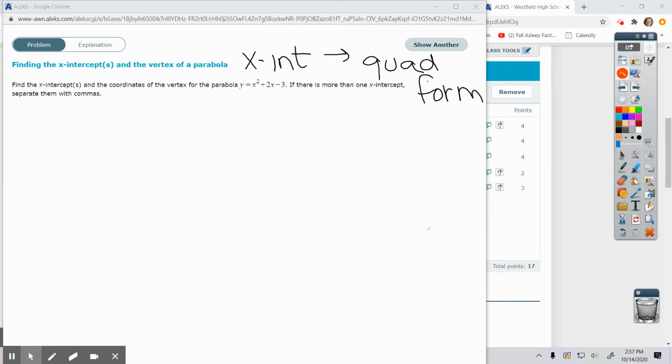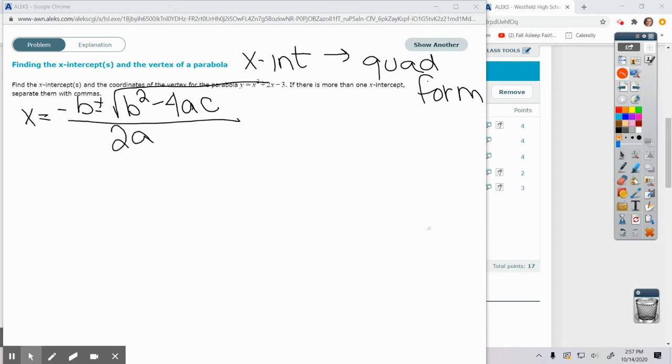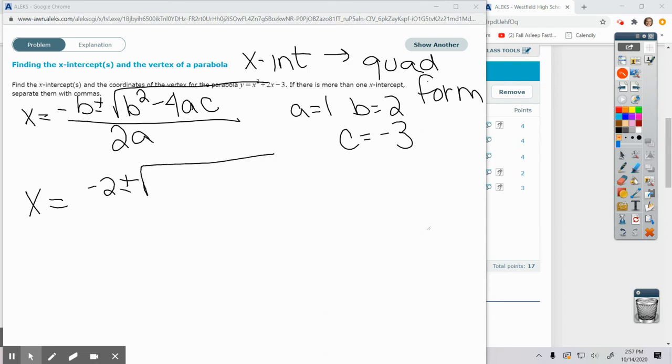Okay, so the quadratic formula says x equals negative b plus or minus the square root of b squared minus 4ac all over 2a. Okay, and this problem tells us that a equals 1, b equals 2, and c equals negative 3. So we're going to start plugging these values in. x equals negative b, which is negative 2, plus or minus the square root of 2 squared, minus 4 times 1 times negative 3, all over 2 times 1.